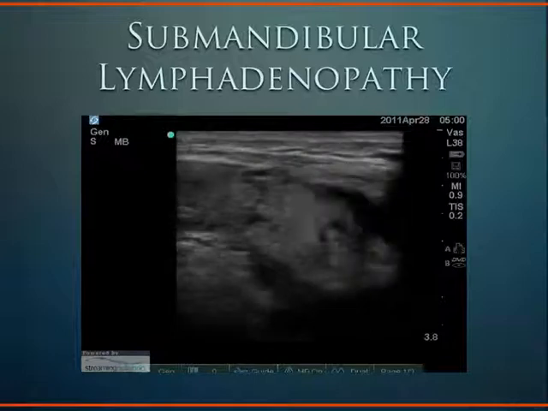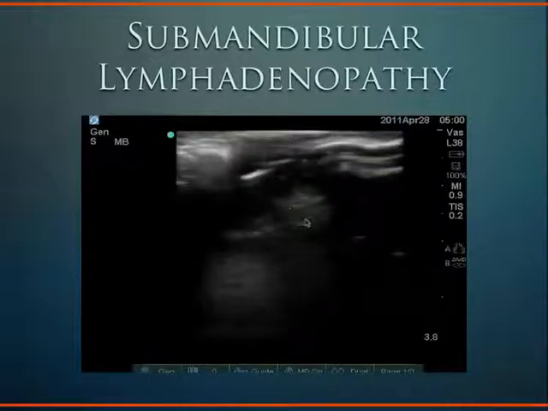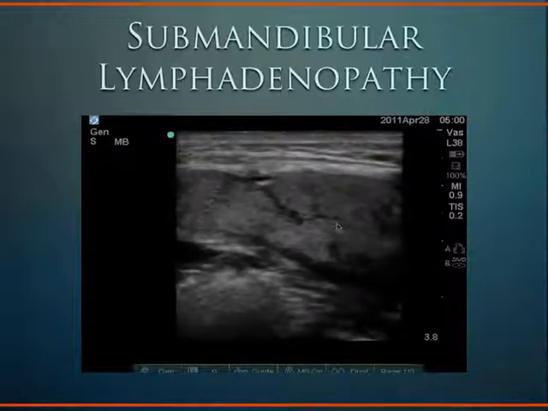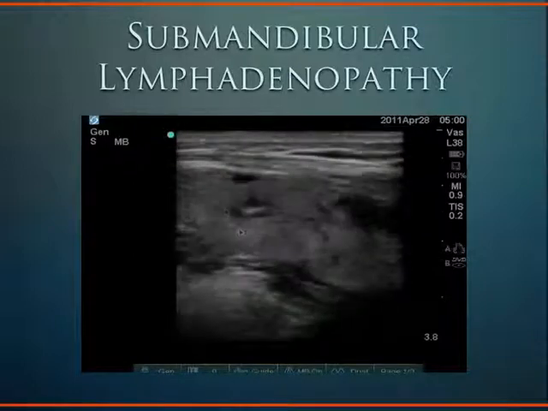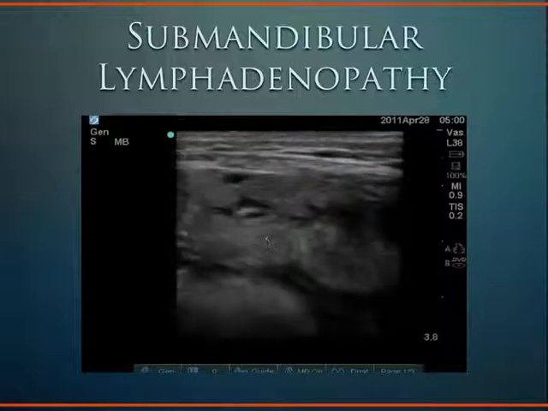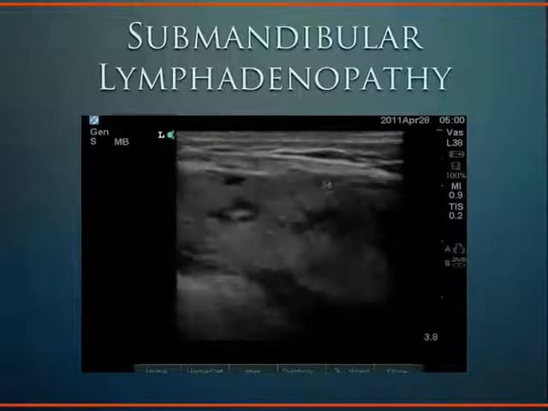Another example here of some submandibular lymphadenopathy. We can see just enlarged lymph nodes here. Not very tender to the touch, interestingly. When you have lymphadenitis, it's a very tender process, an infected lymph node.